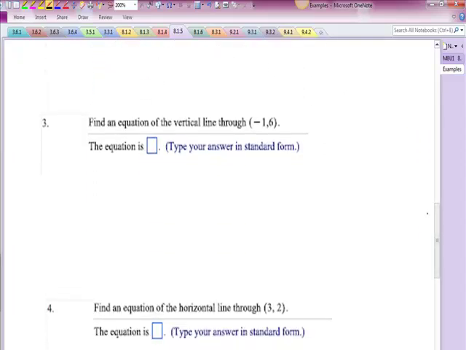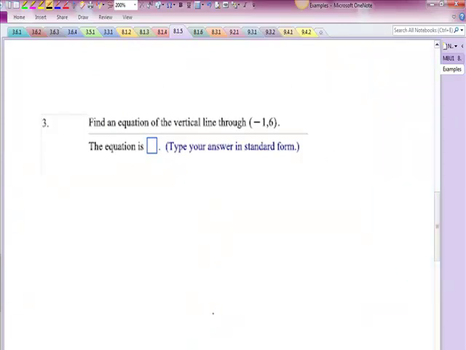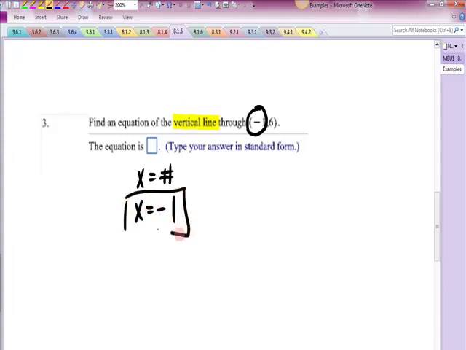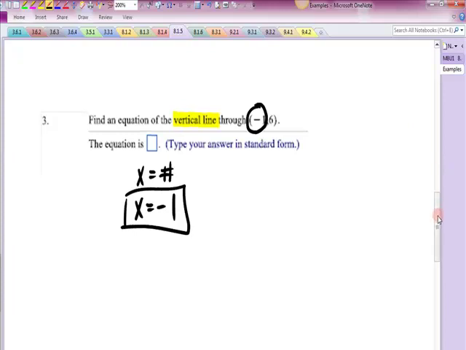Let's look at number 3. Find the equation of the vertical line through a given point. Okay, vertical line. We remember, we can look at our information sheet. A vertical line will be of the form x equals a number. It cuts through the x-axis. The x coordinate is -1, so it is nothing more than x equals -1. You notice it doesn't say anything about writing it in function notation because vertical lines are not functions.